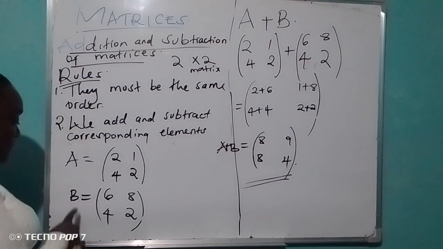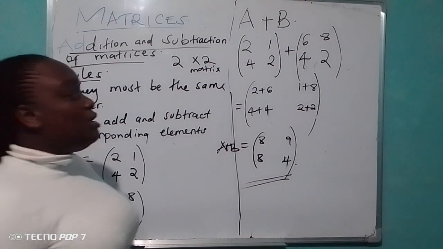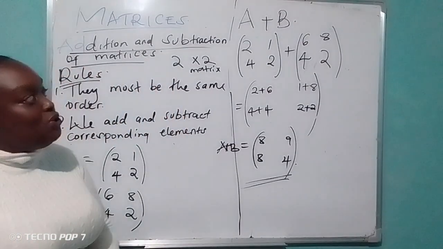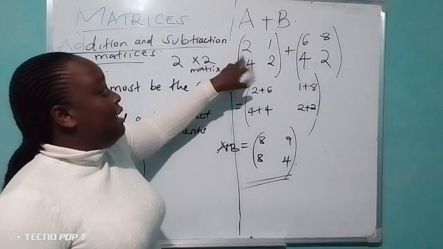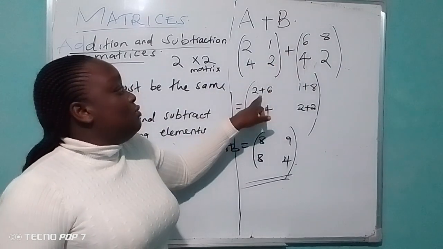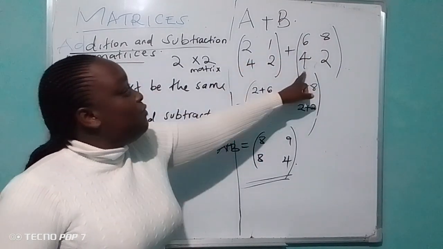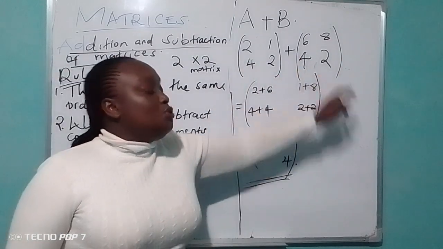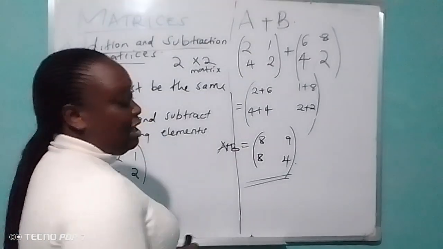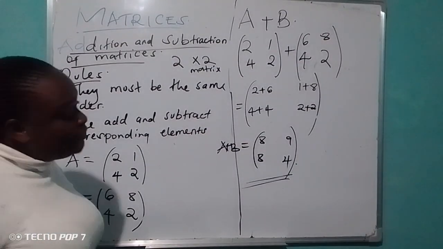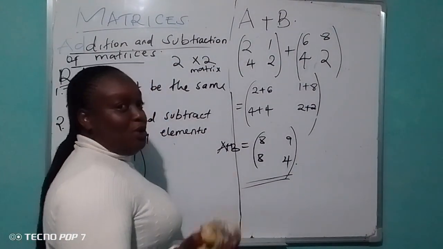So we can say B minus A. We want to see how we subtract matrices. So this is addition. We add corresponding elements. 2 plus 6, then we add 1 plus 8, then 4 plus 4, then 2 plus 2. Those are corresponding elements. Back up, I hope it's clear. So we can continue.